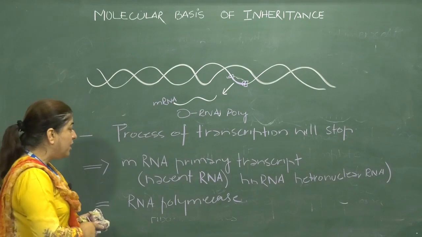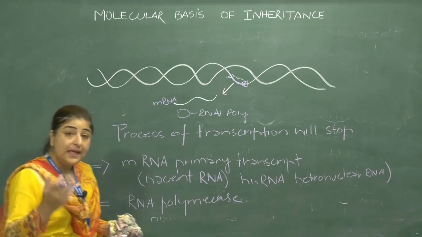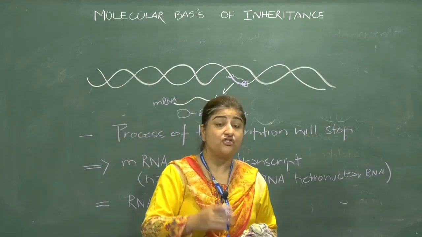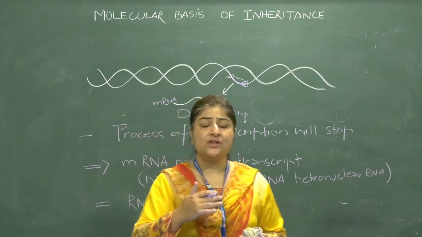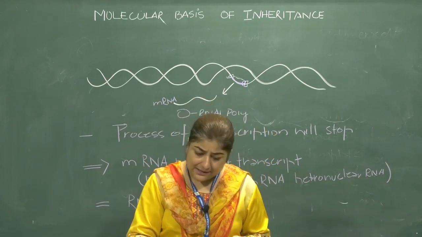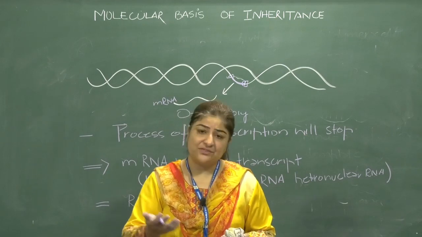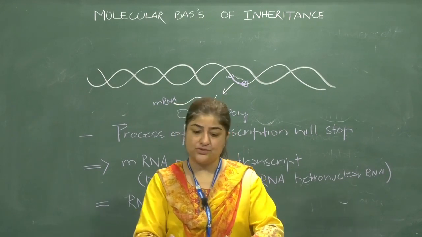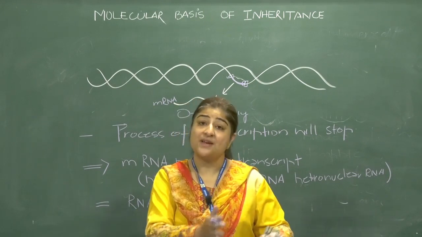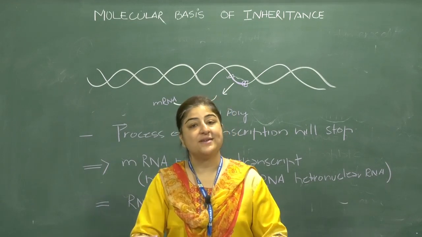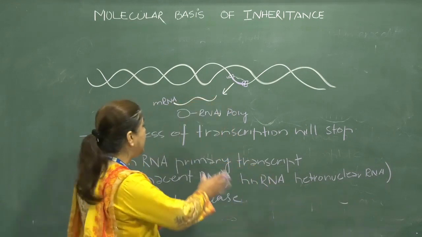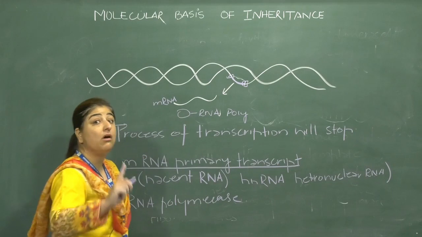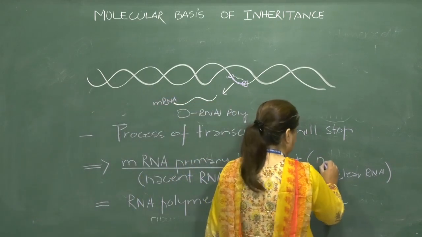Now, when we talk about this nascent RNA, it is not functional. This nascent RNA is non-functional in case of eukaryotes. In case of prokaryotes, you have seen that the mRNA that is synthesized after the process of transcription was there in the cytoplasm only, and simultaneously the process of translation started without any post-transcriptional modifications. Now, here in case of eukaryotes, this mRNA primary transcript is non-functional.